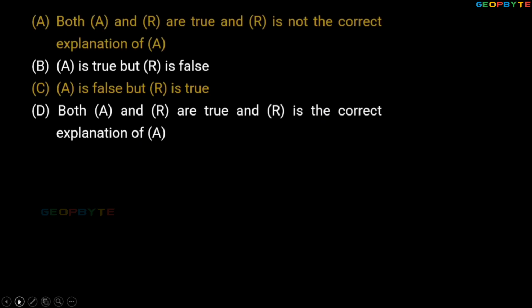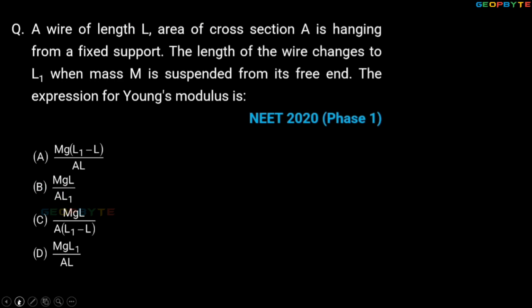Look at the options. Both A and R are true? No. A is true, but R is false. Option B is absolutely correct. Understood clearly? Yes.